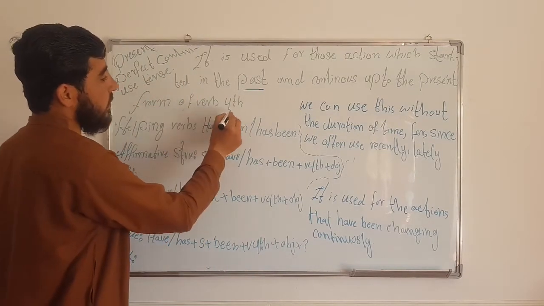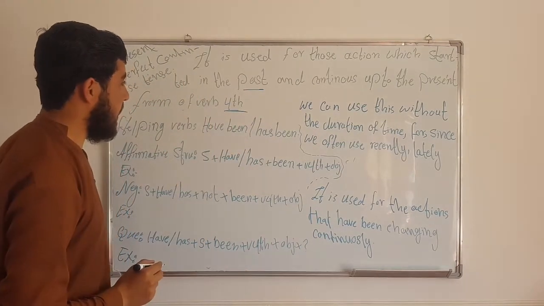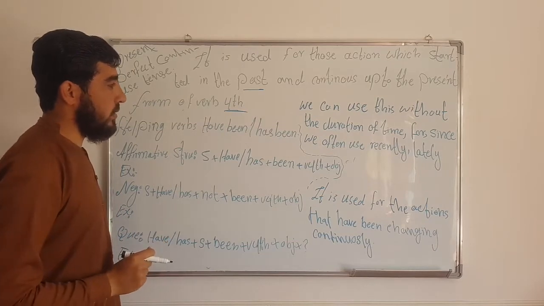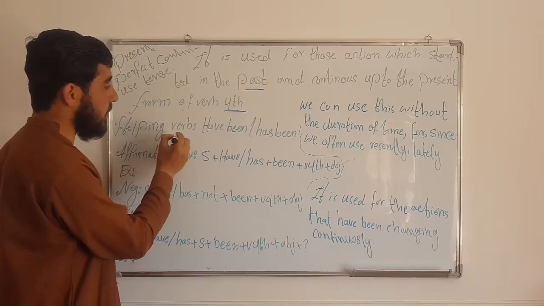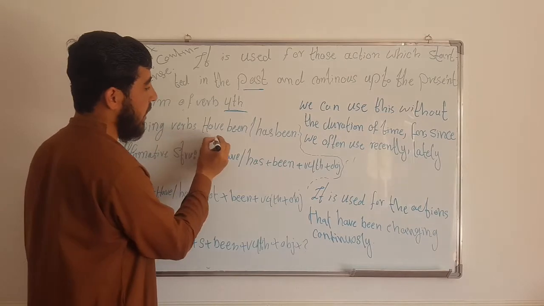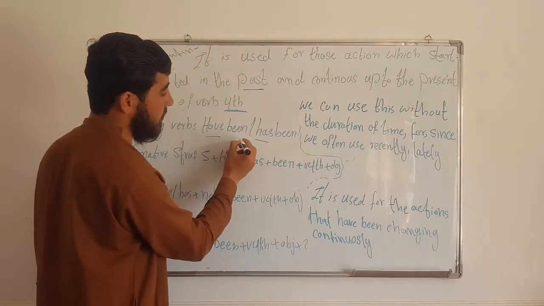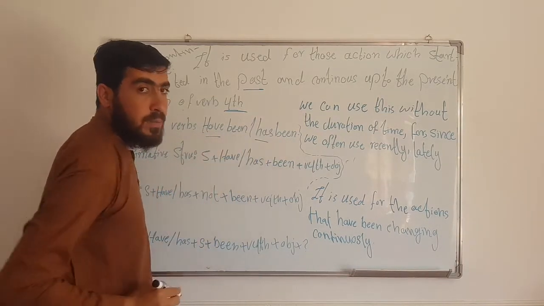The form of verb is verb fourth form or present participle, we call it according to grammar. And helping verbs or auxiliary verbs are have and has plus been. It means have been and has been, right?